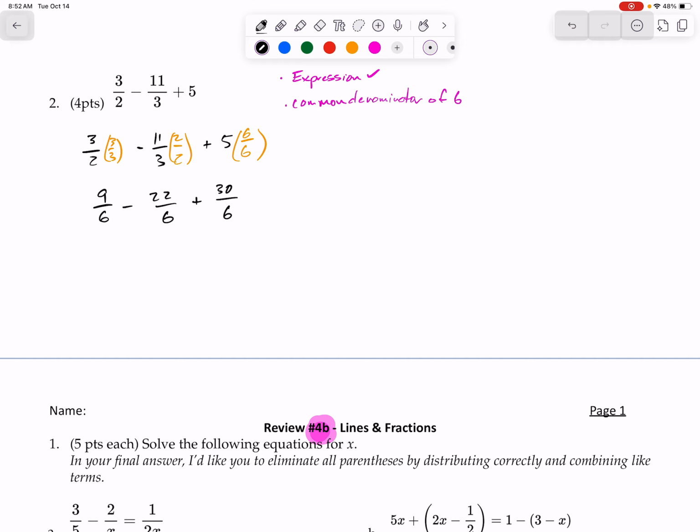So I'm going to rewrite that as 9 minus 22 plus 30 over 6, which is the same as 9 plus 8. Because these, negative 22 plus 30, I'm going to choose to do that first. That's 8 over 6. So 17 over 6.